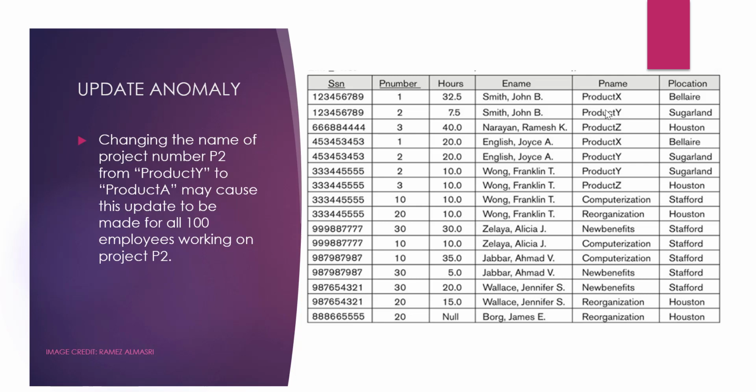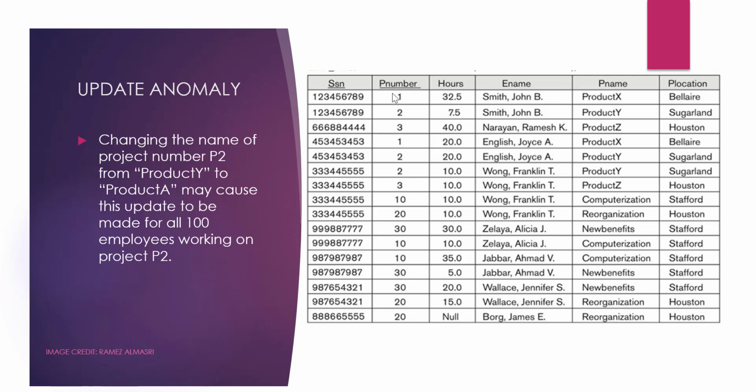Now, if we had another table called project, and we did not list the project name and the project location in here, we only needed to change that name in one row. However, in this table, we will need to go to all the rows that have project number 2, which is project 2 here, and change the project name from product Y to product A. So if we had 100 employees working on that project, we would need to update 100 rows or 100 tuples instead of only updating one row if we had the information only in the project table.